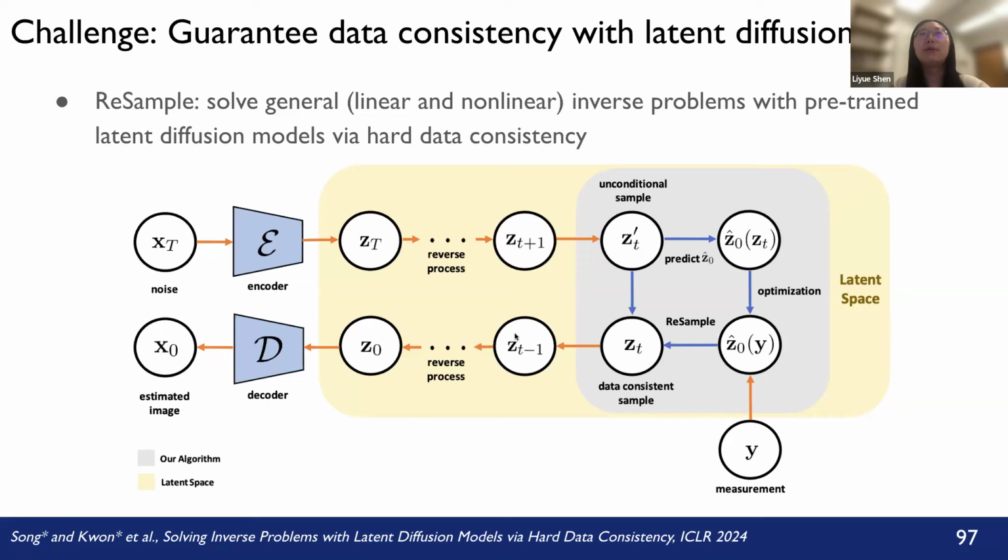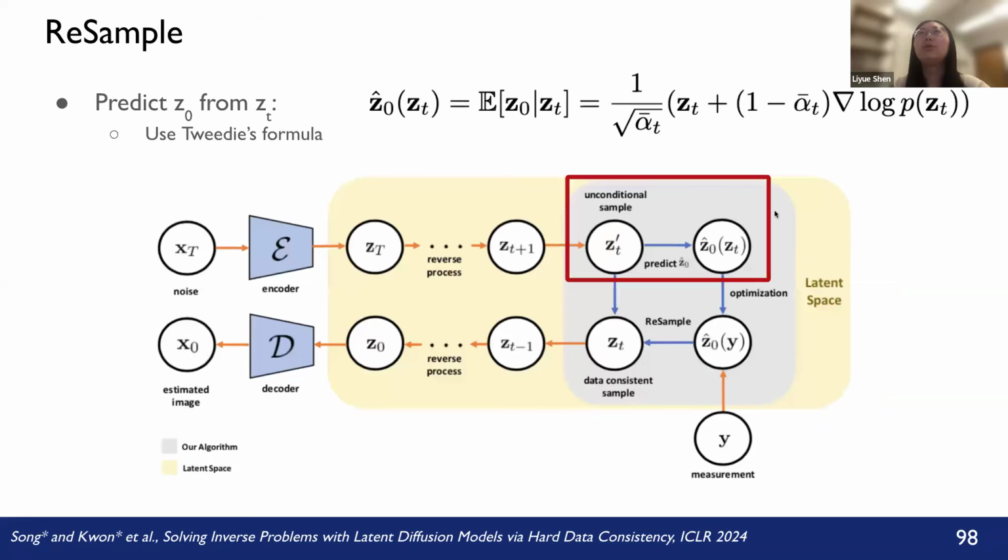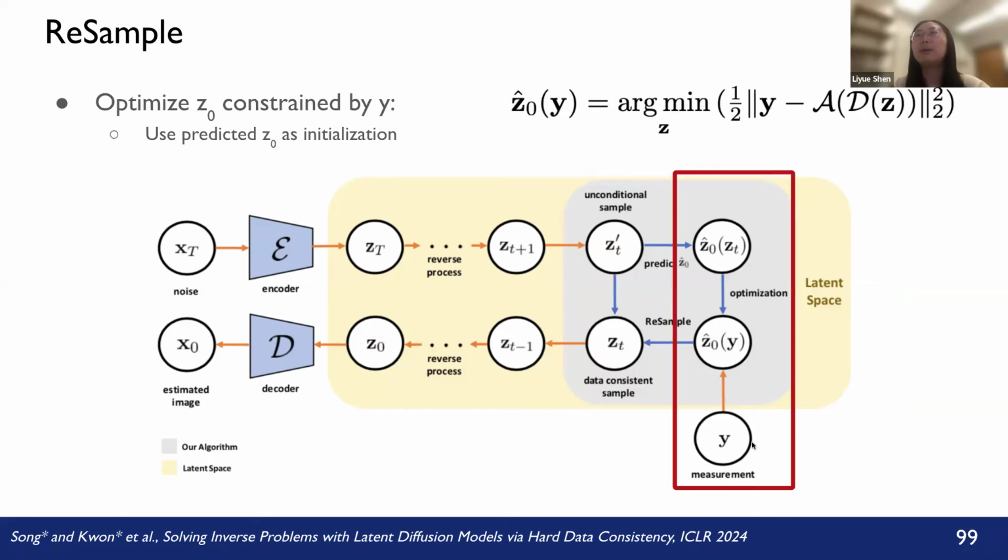This is how we usually train the latent diffusion. Given a pre-trained latent diffusion as a prior, at one of the time steps of the sampling process, we first estimate the clean data given the current unconditional sample to get the initialization of Z0. Then we do the optimization given the constraints from the measurements, with the decoder denoted as D and the forward operator A, to optimize the current Z0 to inject information to be consistent with the measurements Y.